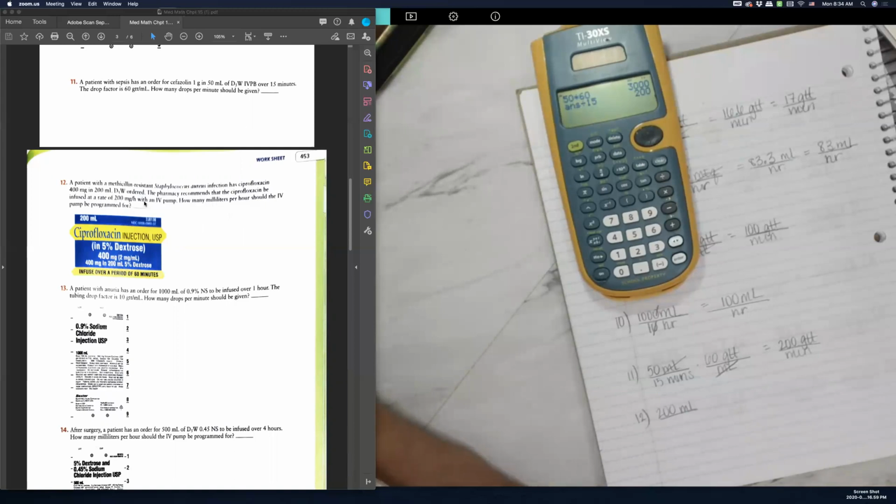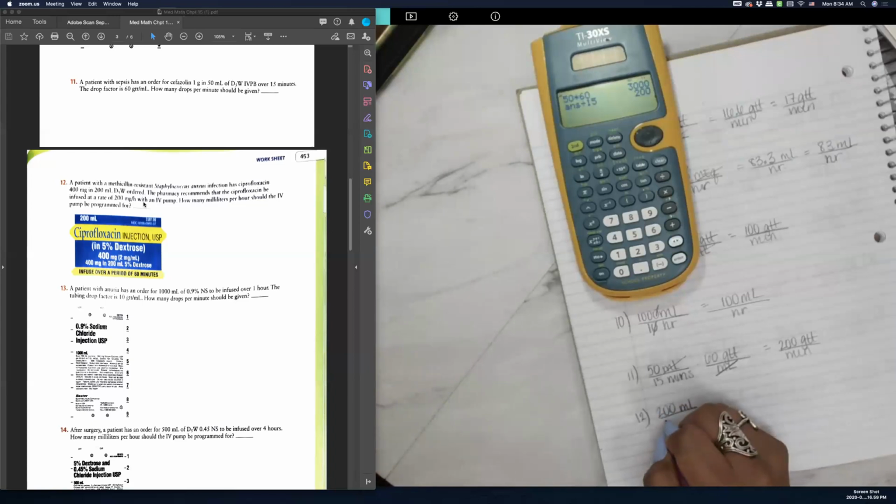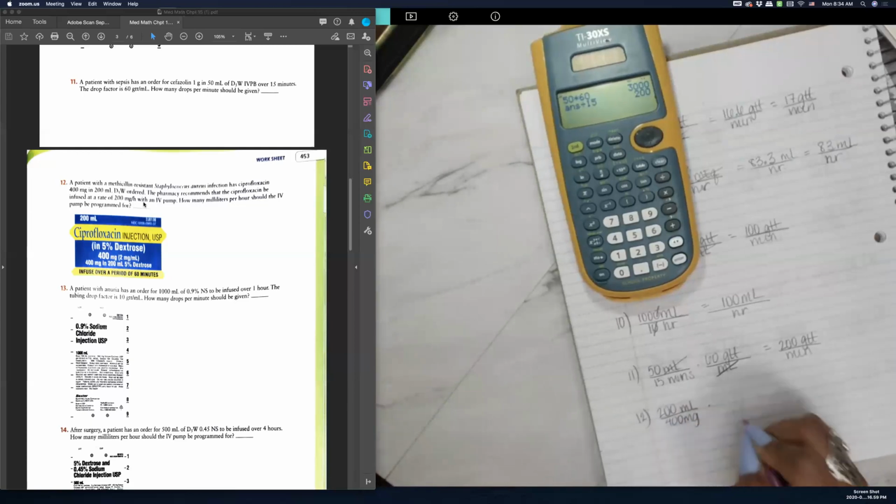Okay, so this one has 200 milligrams per hour. So this one we are going to use the volume. And in this particular case, we are going to use the doctor's order of 400 milligrams, because our flow rate tells us that we need to use the units of milligrams. So again, it recommends that the ciprofloxacin be infused at a rate of 200 milligrams per hour.